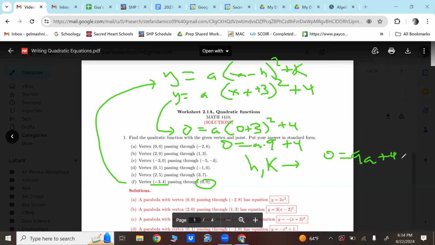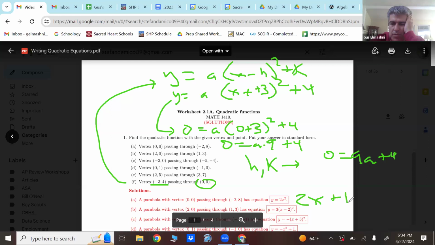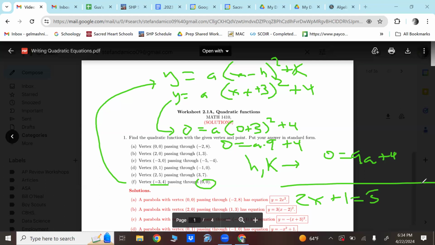So 9a plus 4 is 13a. No, you've solved these equations before in the past. Okay, what if you have 2x plus 1 equals 5? How would you solve that? What would you do? Well, 2 plus 2 plus 1 equals 5.